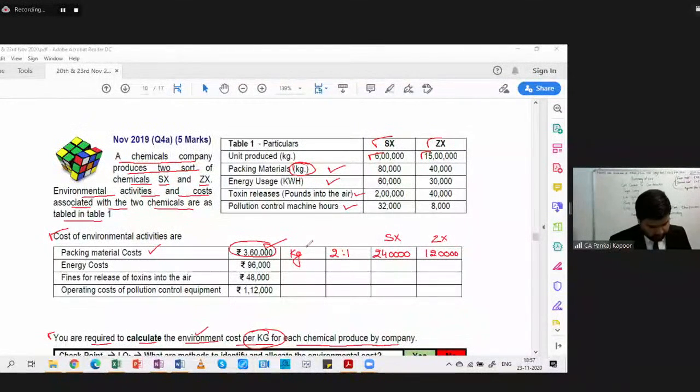Okay. Friends, I also need the answer from you. Please keep on sending the answer. How will we allocate the energy cost? What will be the cost driver to allocate the energy cost? Quickly, those of my friends who are online, please answer this particular question.